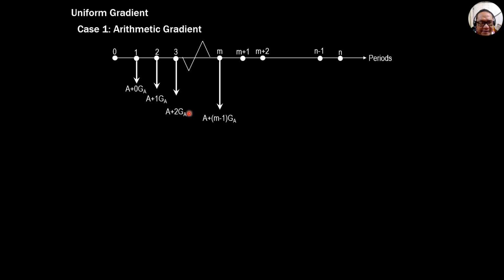So at the end period, based on this pattern here, it should be a plus quantity m minus 1 g sub a. So for instance, at the third period, it is only 2. So that's why at the end of the m period, it is m minus 1 g sub a, and so on and so forth until the end period, which is a plus quantity n minus 1 times g sub a.